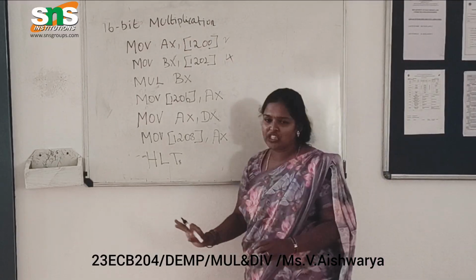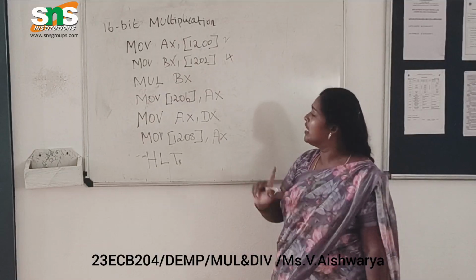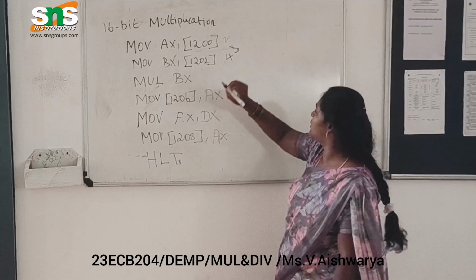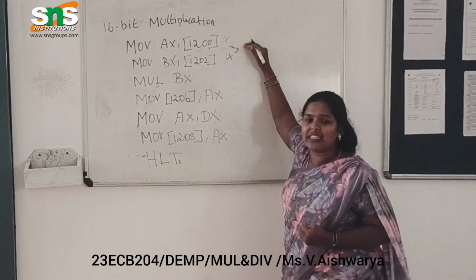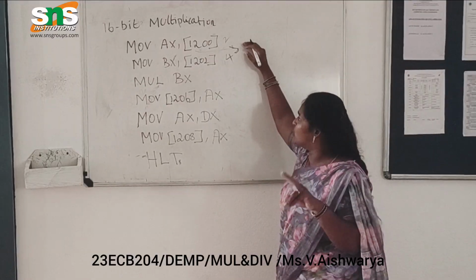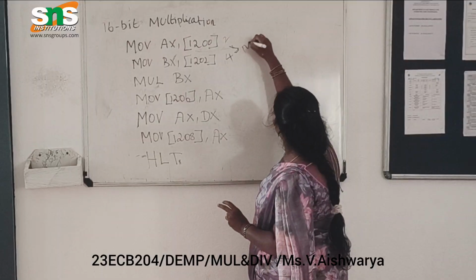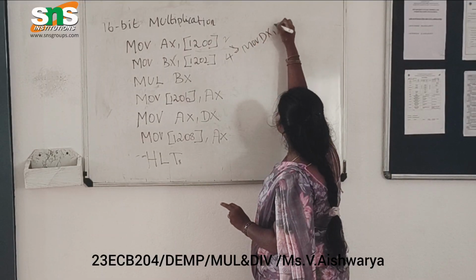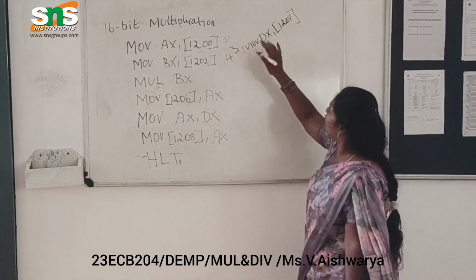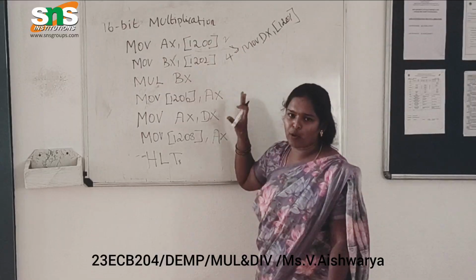The division program is the same, but we have to additionally add one condition in the second stage. In this second stage, we have to get the dividend from two addresses, because it is a 16-bit value. So move DX comma 1201, we just assume that. We have to additionally add this instruction in the division program.